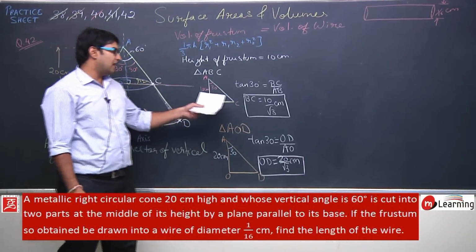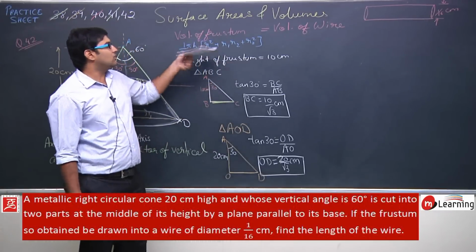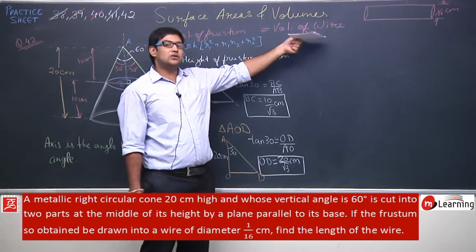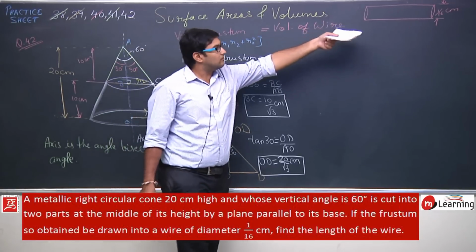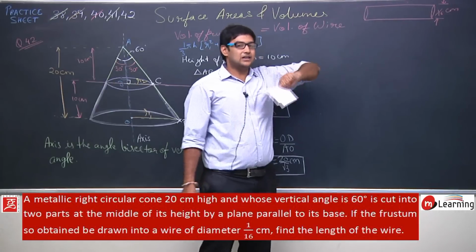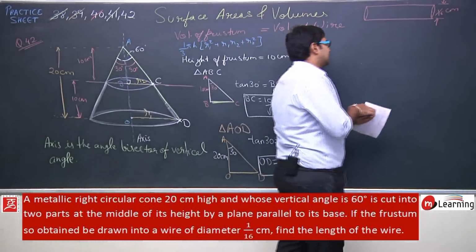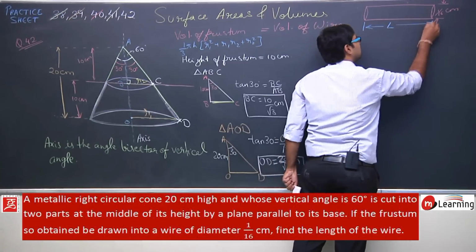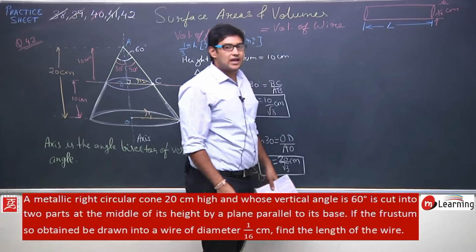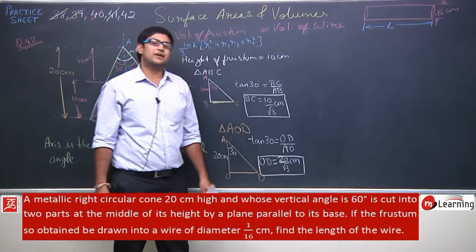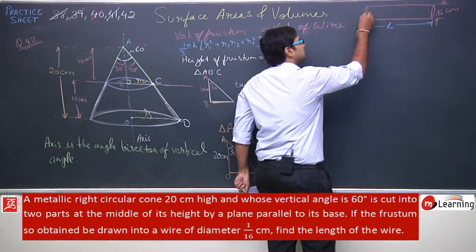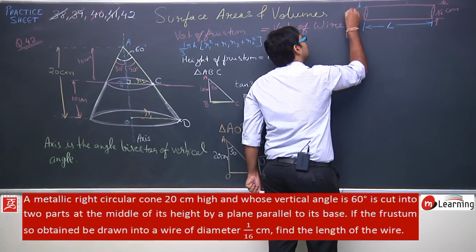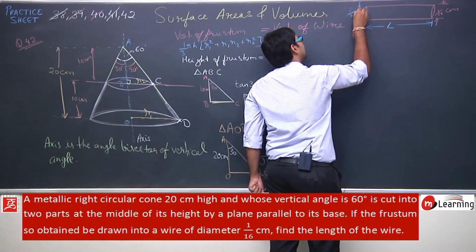I have OD, I have BC. Now can I calculate the volume of the frustum? Yes. And the volume of the frustum is equivalent to the volume of the wire. Since this wire is a cylindrical figure, let us say L represents the length of this wire, and the radius of this wire will be half of its diameter. So the radius will be 1 upon 32 centimeters.